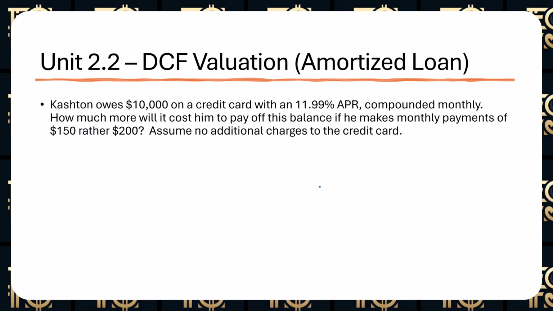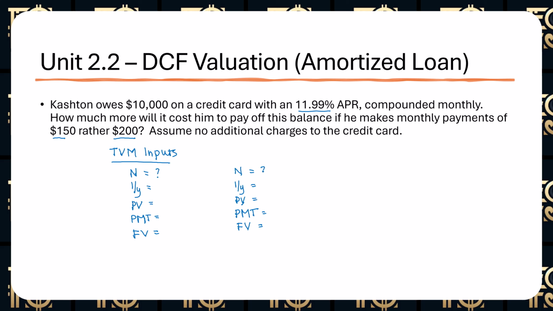Cashton owes $10,000 on a credit card with 11.9% APR compounded monthly. How much more will it cost him to pay off this balance if he makes monthly payments of $150 rather than making monthly payments of $200? Assume no additional charges will be made to the credit card. We're going to set up our TVM inputs 2 times. Under the first scenario, again, we're trying to figure out how long it's going to take him to pay off this credit card under these different situations. So the answer that we're looking for is N.